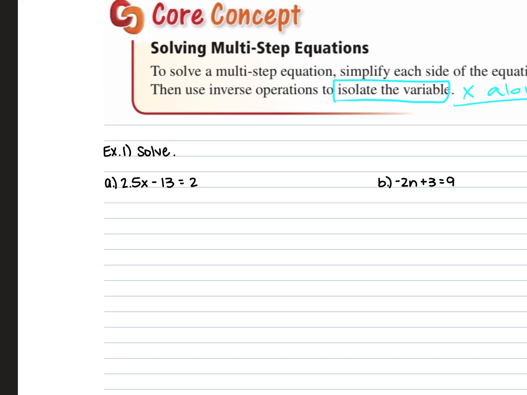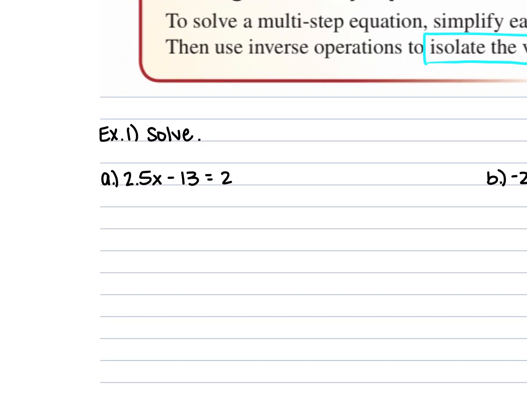So looking at our examples, my goal is to get this x all by itself. So I have to undo everything on the left side of my equation to get that x alone. The first thing I'm going to do is add 13 to the other side. We want to do PEMDAS, or order of operations, in reverse. So I add 13 to the other side, so it cancels out on the left. So I have 2.5x is equal to, on the right side, I just add 2 plus 13, which would be 15.